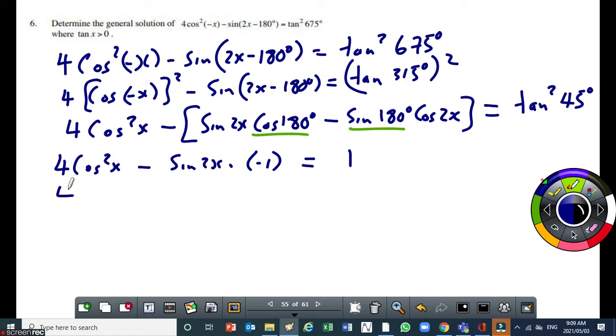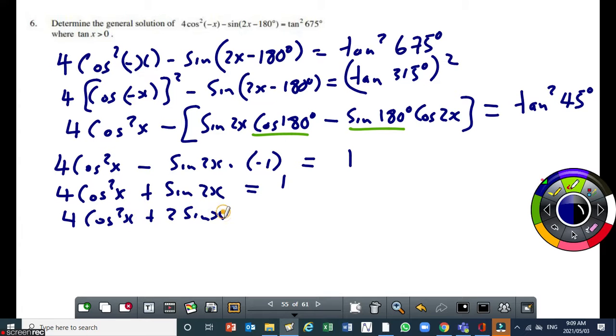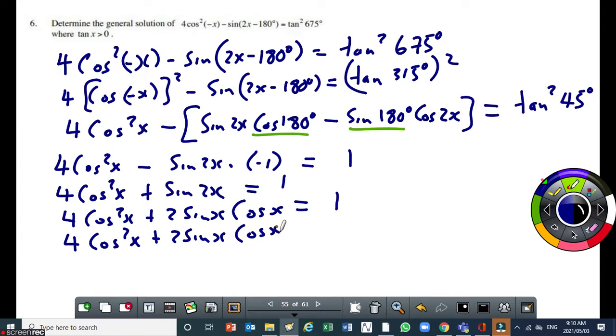So this becomes 4 cos squared x. Now this will give me positive sine 2x is equal to 1. And I can simplify this as 4 cos squared x plus 2 sine x cos x using the double angle for sines. Then, because I don't have 0 on the right hand side, I have to take that 1 to the left, and then I'll end up having 4 cos squared x plus 2 sine x cos x minus 1 equal to 0.